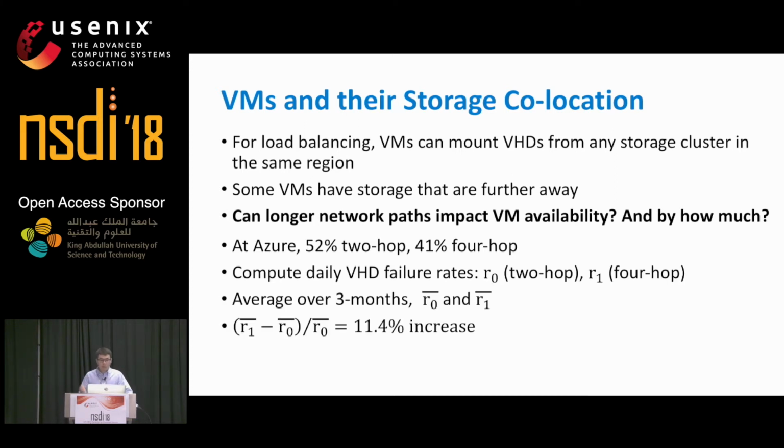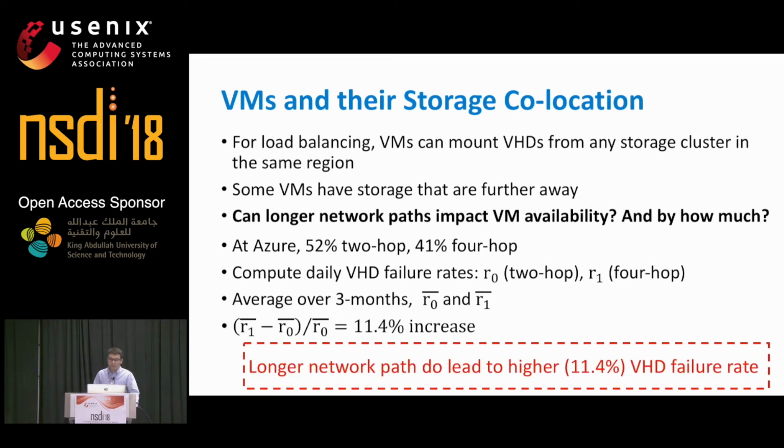We use our data, and from our data, we see that about 52% of VMs have storage that is 2 hops away, and 41% of them have storage that's 4 hops away. We compute the daily VHD failure rate for either case, and we take an average over a 3-month period. We're able to see that for those VMs that access storage that is 4 hops away, they see an 11.4% increase in VHD failure rate. What this means is that a longer network path does lead to a higher VHD failure rate. And in this case, using Deepview's data, we're able to quantify that.